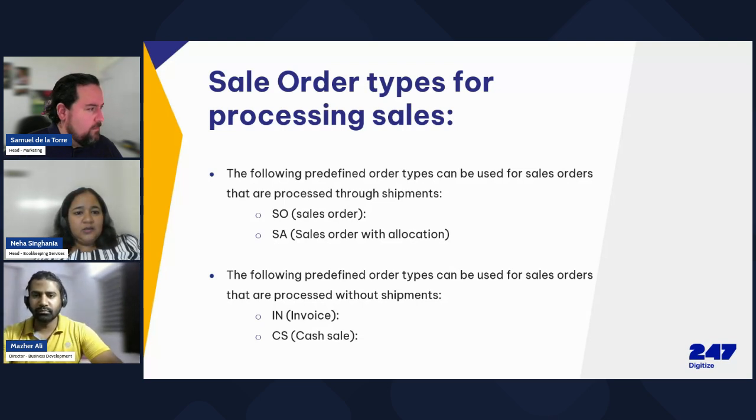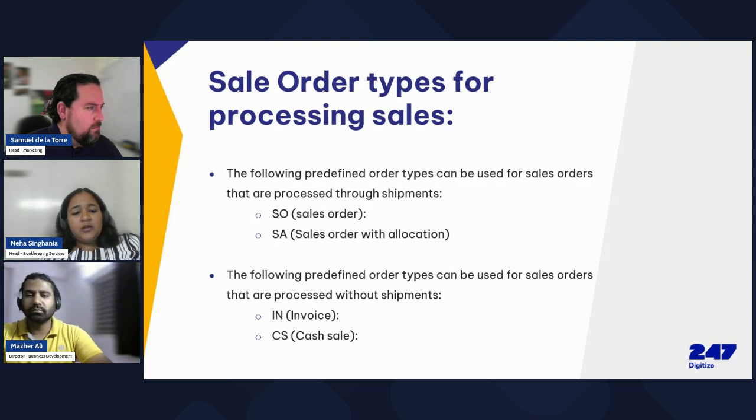Like discussed earlier, Acumatica provides predefined order types for the processes that are used most frequently in sales. The following predefined order types can be used for sales orders that are processed through shipments.